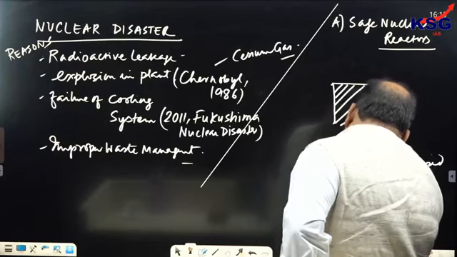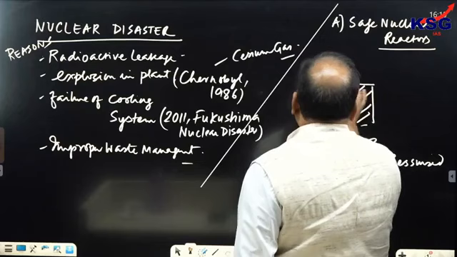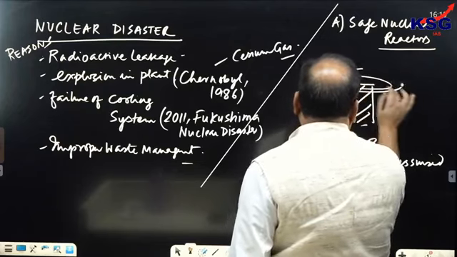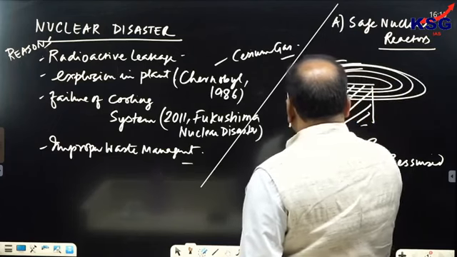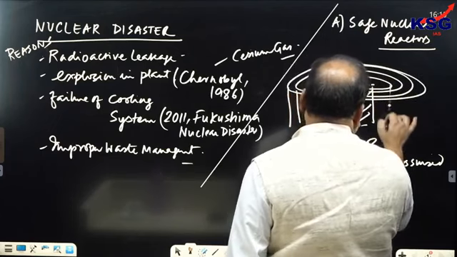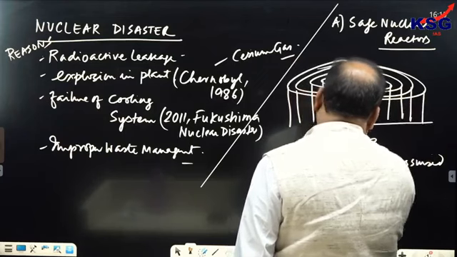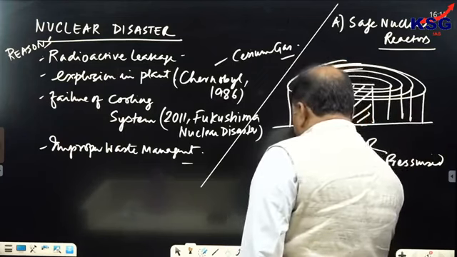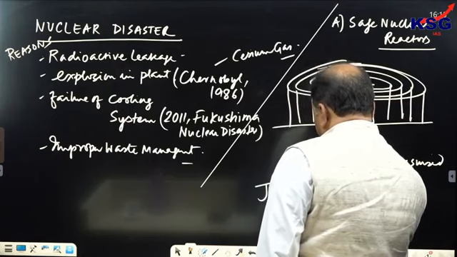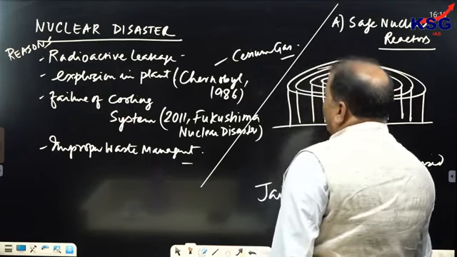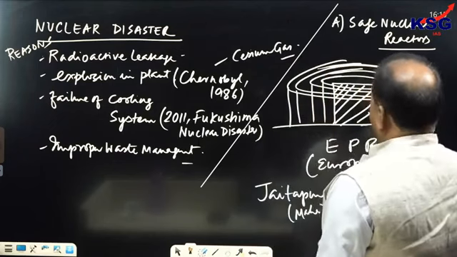Reactor. EPR, the European pressurized reactor. The European pressurized reactor would be established by a company called Areva in India, at Jaitapur. Jaitapur is where? Jaitapur is in Maharashtra. And what are the precautionary measures which have been taken?